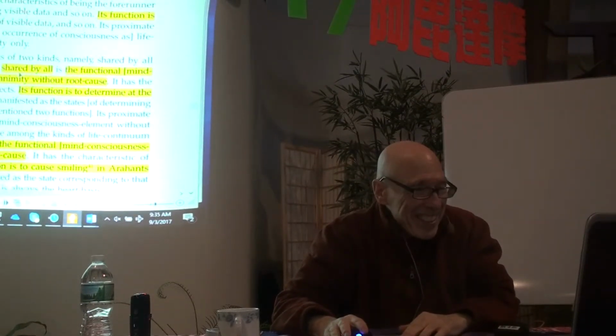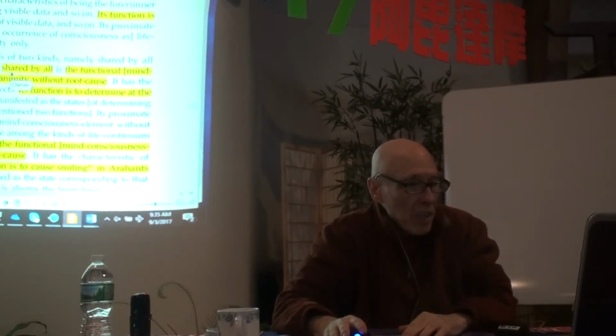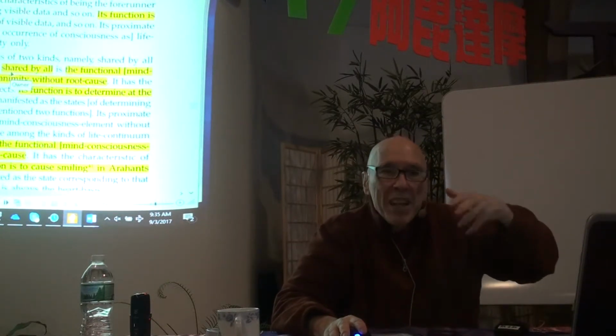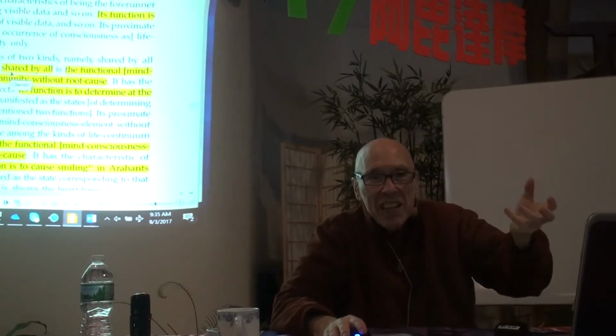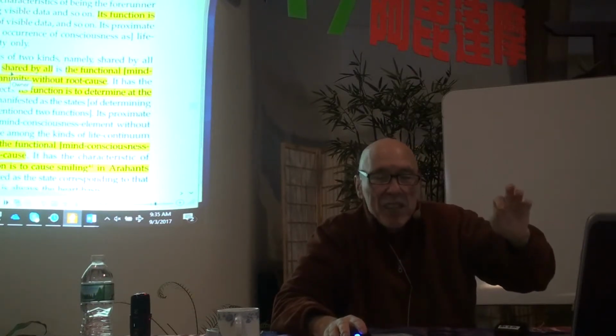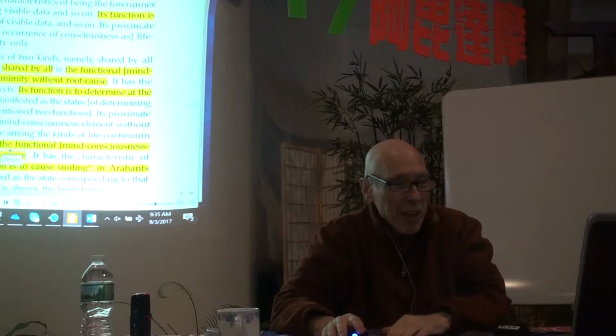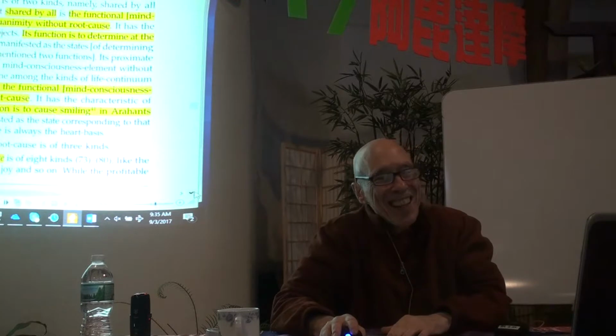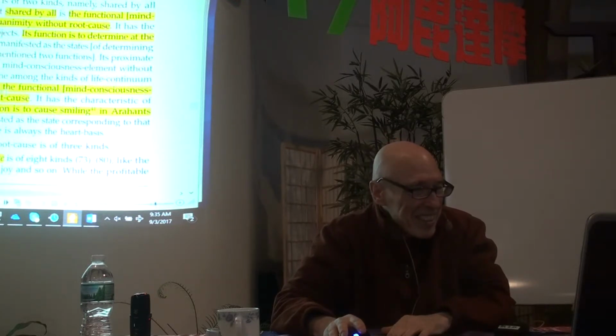Okay, so this is the functional mind consciousness element, and what's meant by shared by all is that it's shared by all individuals. All individuals that have consciousness have this state of consciousness arising. Now I see what's meant here by not shared by all. And this is one of the strangest birds within the Abhidhamma system. This is the functional mind consciousness element accompanied by joy without root cause.